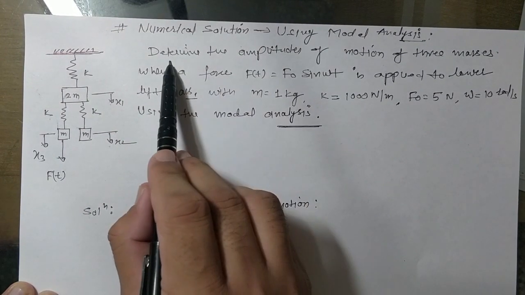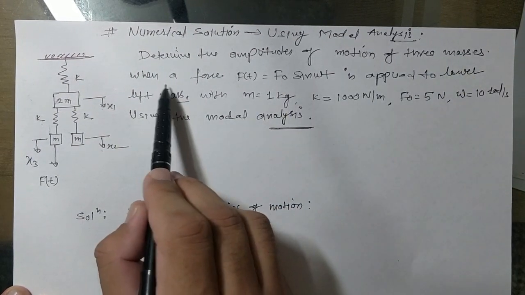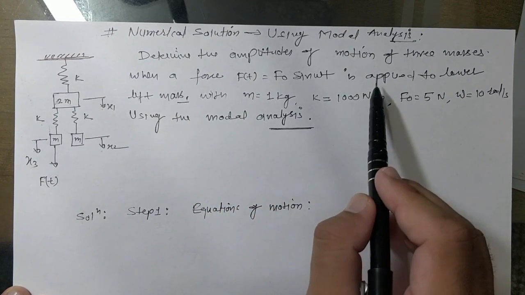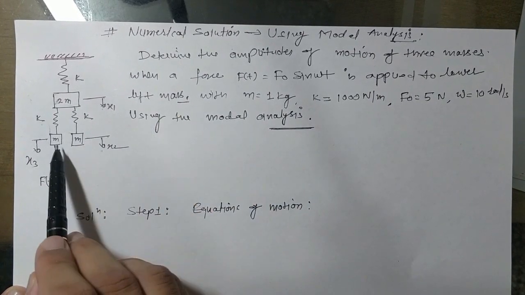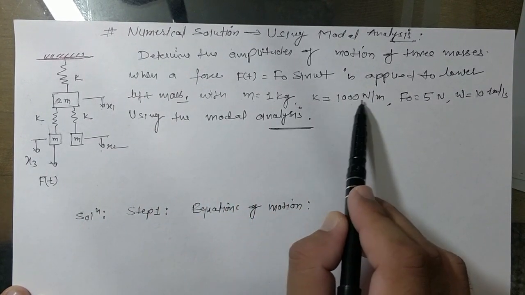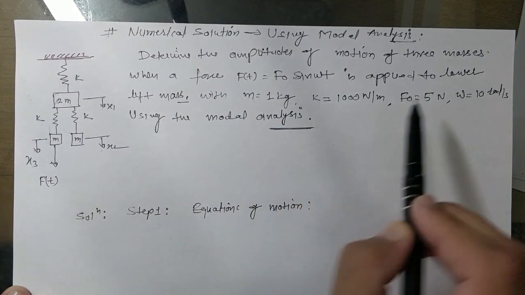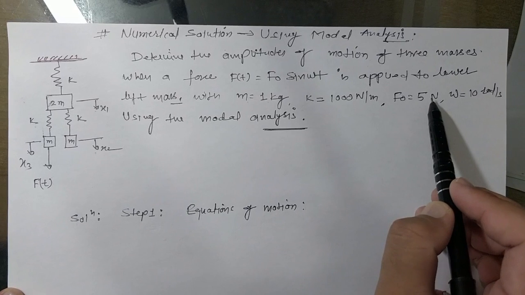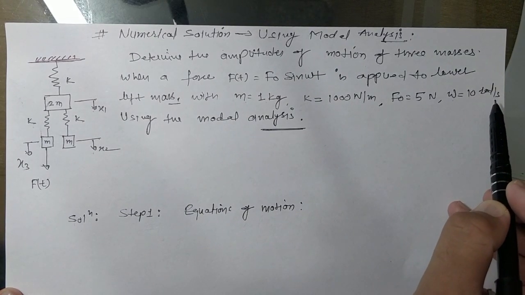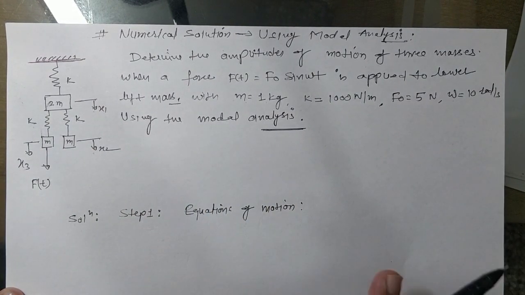We need to determine the amplitude or response of the motion of the three masses when the force F(t) equal to the harmonic force F naught sin omega t is applied to the lower left mass, with m given as 1 kg and k equal to 1000 Newton per meter. F naught, the amplitude of this external force, is given as 5 Newton and the excitation frequency is 10 radian per second. We need to analyze the response of this system using modal analysis.